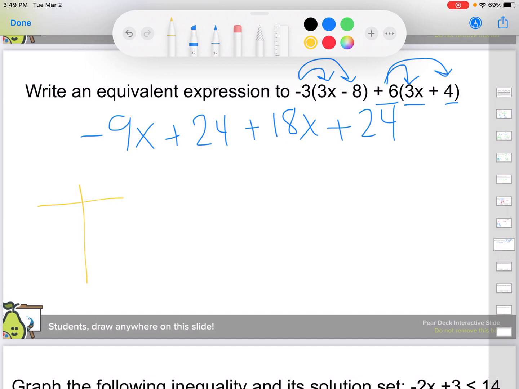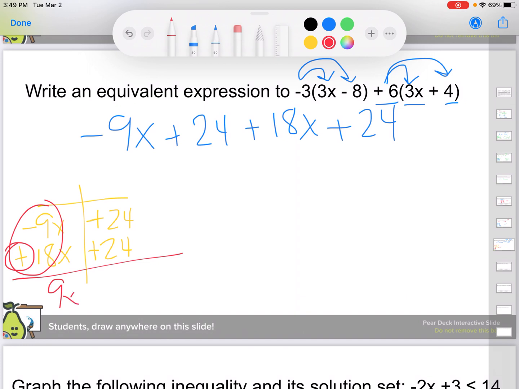Then I'm going to combine my like terms. So my signs are different, so I have to subtract. 18 minus 9 is 9, and I'm going to get a +9 because the larger absolute value is positive. Then both of my signs are the same, so I'm going to add, and 24 plus 24 is 48. So my equivalent expression would be 9x plus 48.